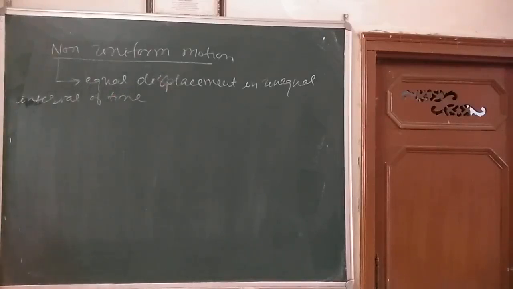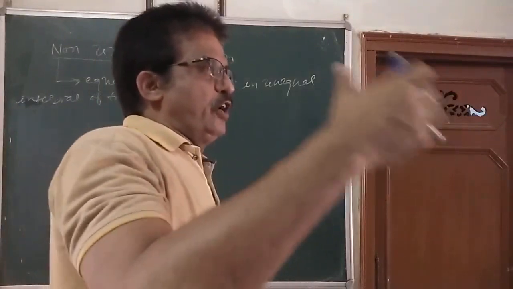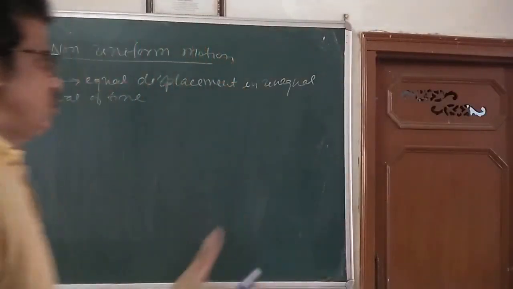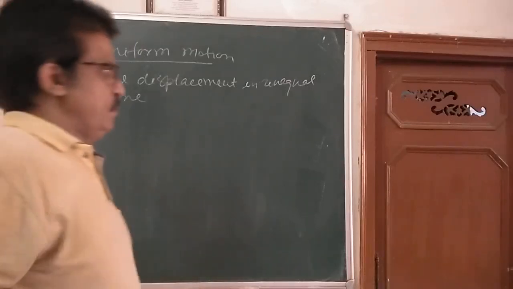So dear children, I can say that in non-uniform motion the velocity of the object is changing continuously, or we can say variable velocity. An object is said to be moving with a variable velocity if either its speed or its direction of motion or both change with time.